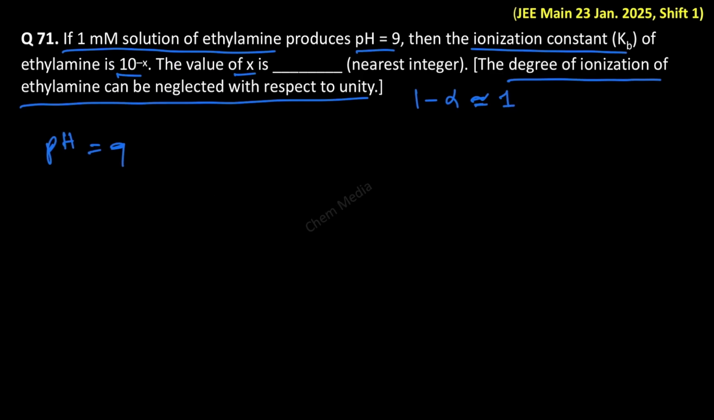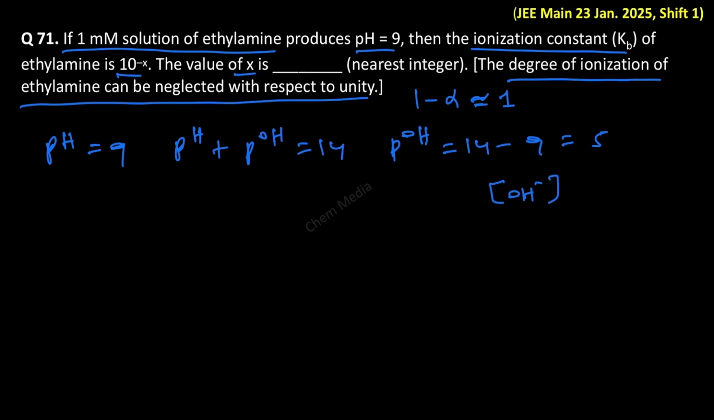pH value is given as 9. We know that pH plus pOH is equal to 14. So, therefore, pOH is equal to 14 minus 9 and that is equal to 5. This means the concentration of OH minus is equal to 10 to the power minus 5 because pOH is equal to negative logarithm of OH minus ion concentration. So, unless we put the value 10 to the power minus 5 here, we can't get 5 here, isn't it? Log 10 base 10 is 1.